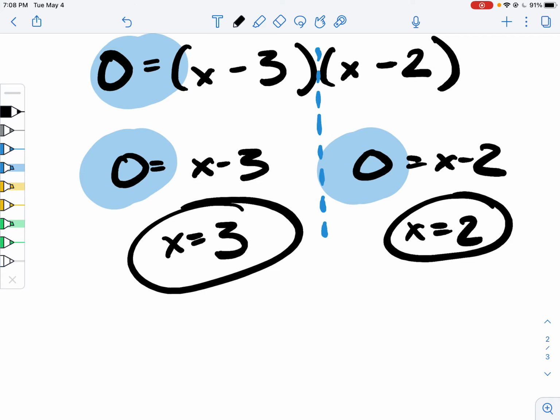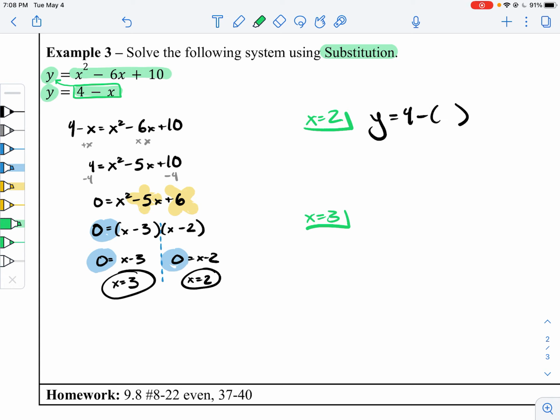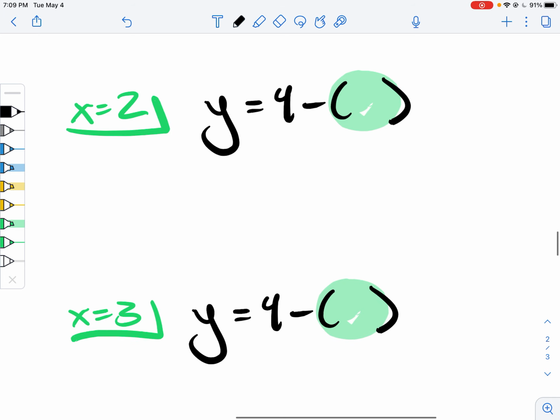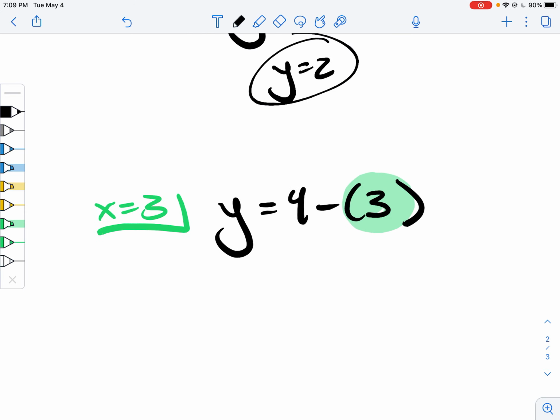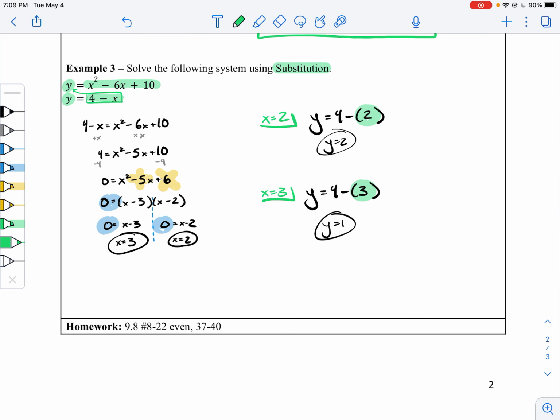Cool. But we're not done. You plug them both back into the linear equation because the linear equation is easier. So if you have x equals 2 and x equals 3, you're going to plug those into y equals 4 minus whatever your x value is. So if x equals 2, y is 2. If x equals 3, y is 1. So the solution to this system is 2, 2, and 3, 1.